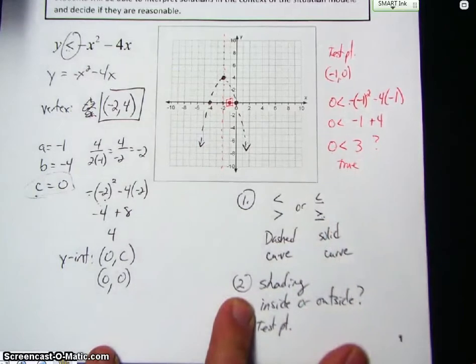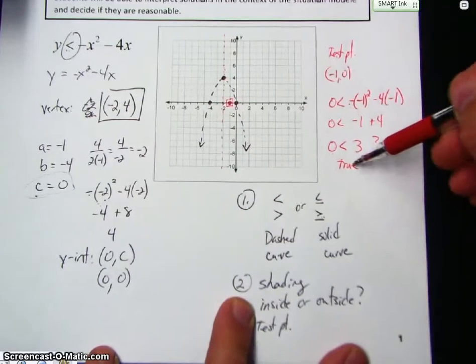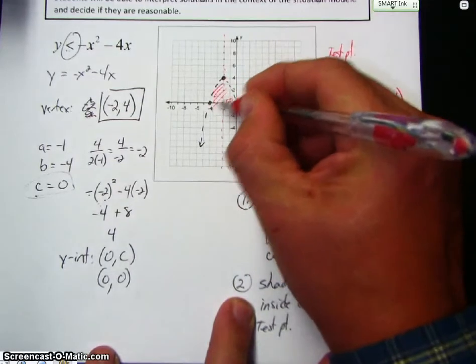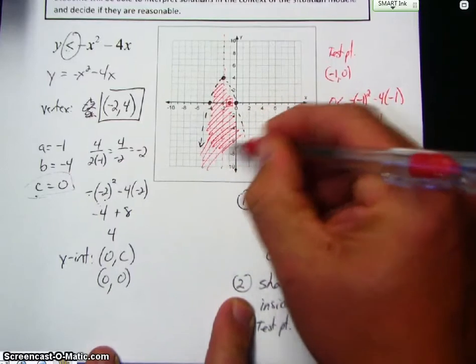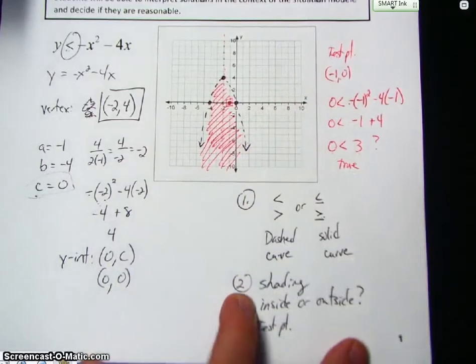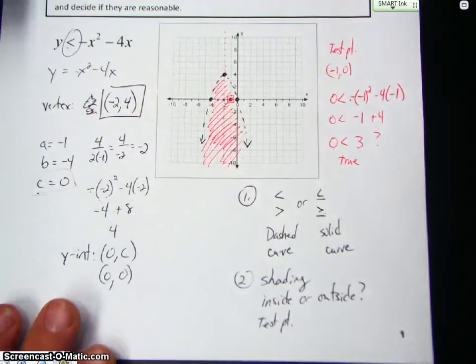So that means you shade where the test point is. Here's the test point, so that means it's on the inside. It was true, so I shade on the inside. Okay, that's how you graph quadratic inequalities. All right, let's do a couple more examples.